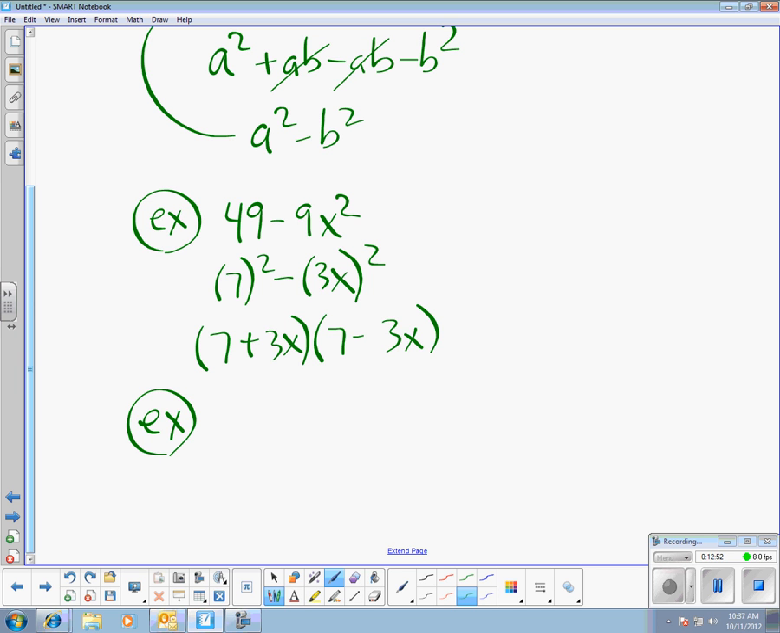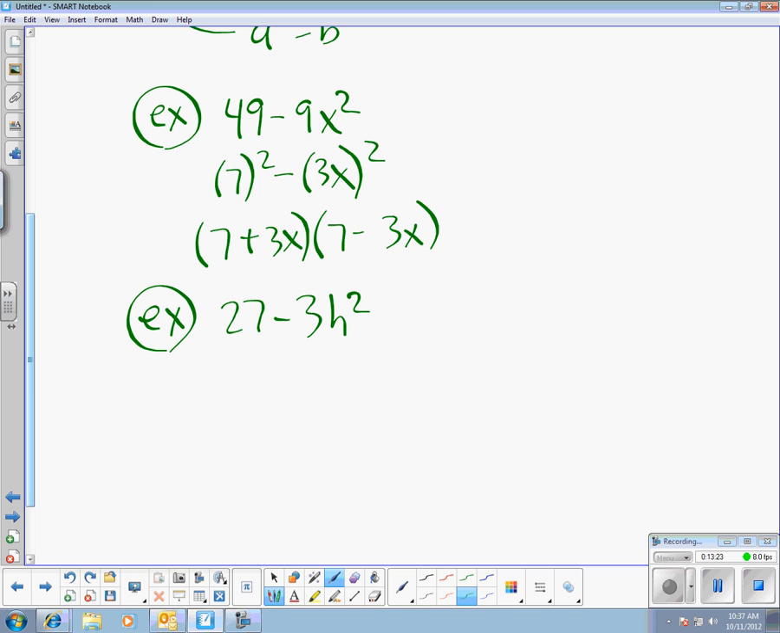Last thing, you might get an example that looks like 27 minus 3h squared. Now, those numbers are not perfect squares. 27 isn't a perfect square, and neither is 3h squared. But I see only two terms, and they have a minus in between. And really, all I know right now with two terms is to do a difference of squares. So something else needs to happen.